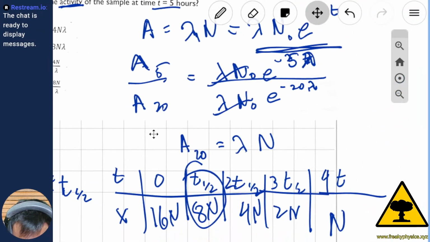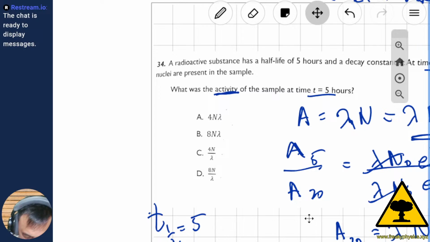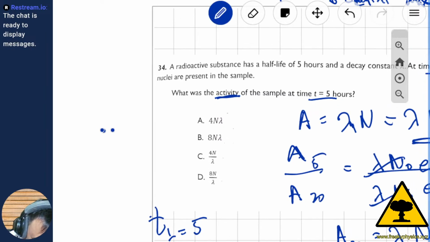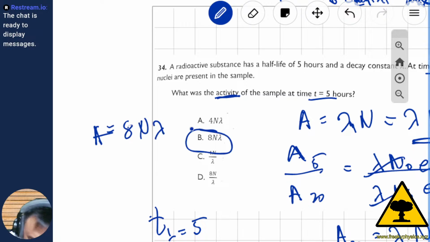Now that we know what the N is, we can calculate the activity. Again, just go back to that formula. Activity is equal to number of particles, 8N, times the decay constant. And therefore, the answer is B.